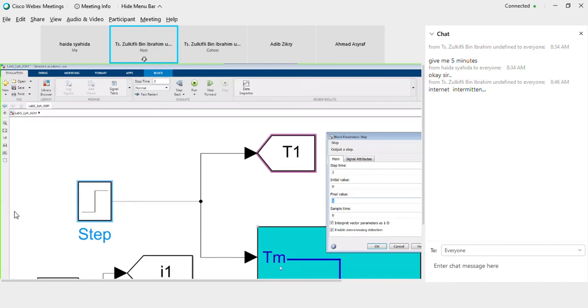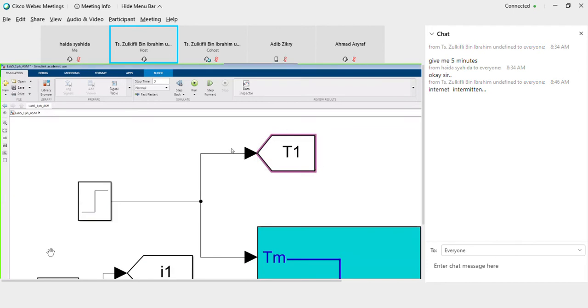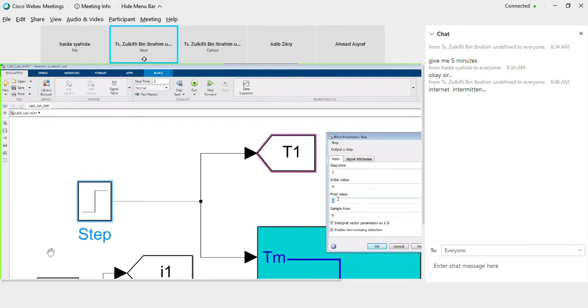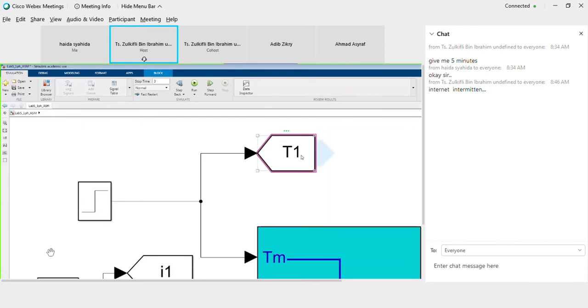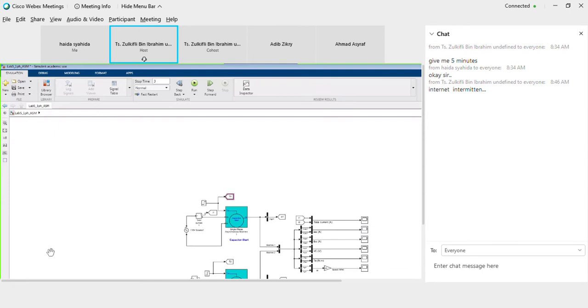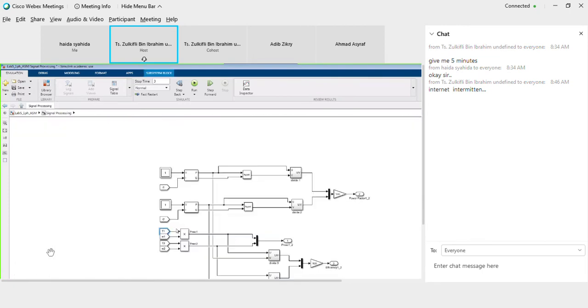Maksudnya the motor runs at no load condition. Then after 2 seconds, the machine is loaded at 1 per unit. Torque equals to 1 pu. Then the speed will change and also the current will change. So this one goes to here. Let's say nilai 1 kat sini. So the value of 1 here, final value, goes to here, and then it reads through this here.